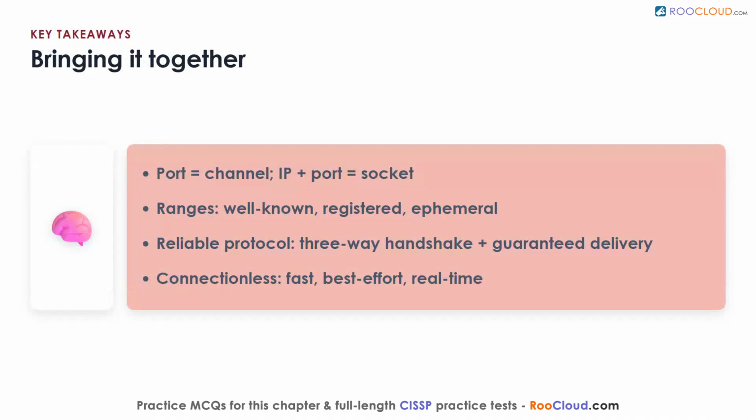So let's bring it together. A port is a numbered channel, and an IP address plus a port makes a socket, one precise endpoint. Ports fall into 3 bands, well known for servers, registered for products, and ephemeral for clients. The reliable protocol opens with a 3-way handshake and closes gracefully with finish messages or abruptly with a reset.